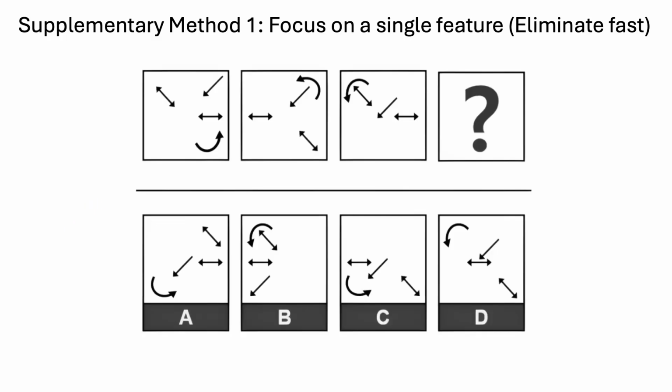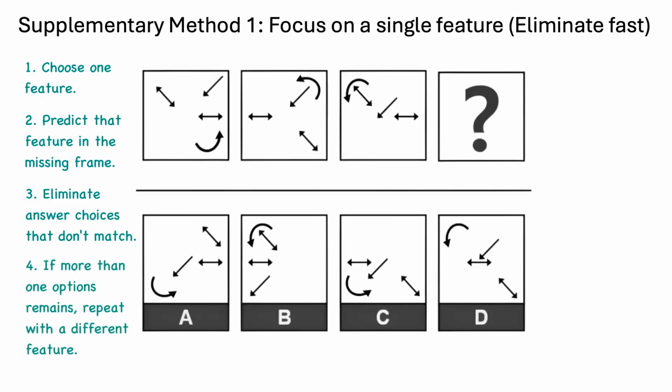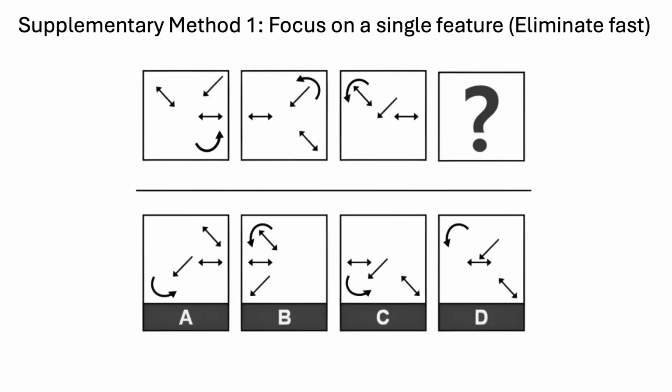So in general, when a frame contains multiple moving parts, as we will see in this worked example, you shouldn't try to solve everything at once. Instead, you should first choose one feature, then predict that feature, followed by eliminating answer choices, and then, if more than one option remains, repeat it with a different feature. And through this method, you can quickly eliminate wrong answer options and identify the correct option. So now, with that, let's turn our attention towards this specific example.